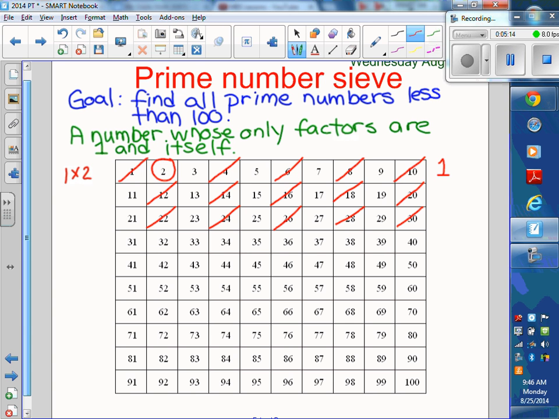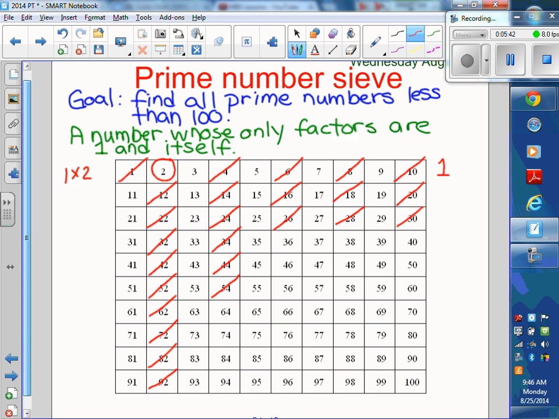Now I want you to look. If I continue this pattern, where do you think all those red marks are going to continue to develop? Hopefully you've noticed they're making straight rows straight down here. So 32 and 42 and 52. These are all the even numbers that end in 2 right here. So none of those are prime. These are all the even numbers that end in 4.